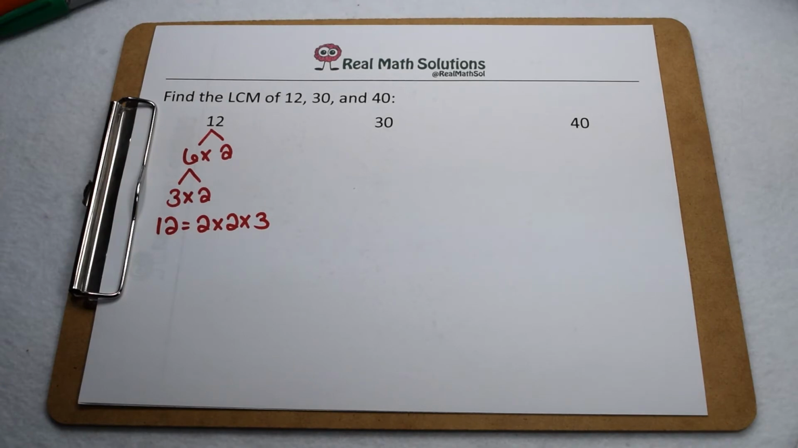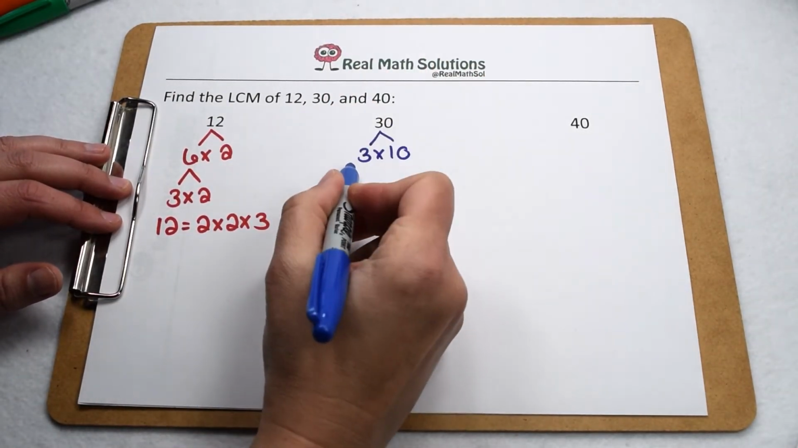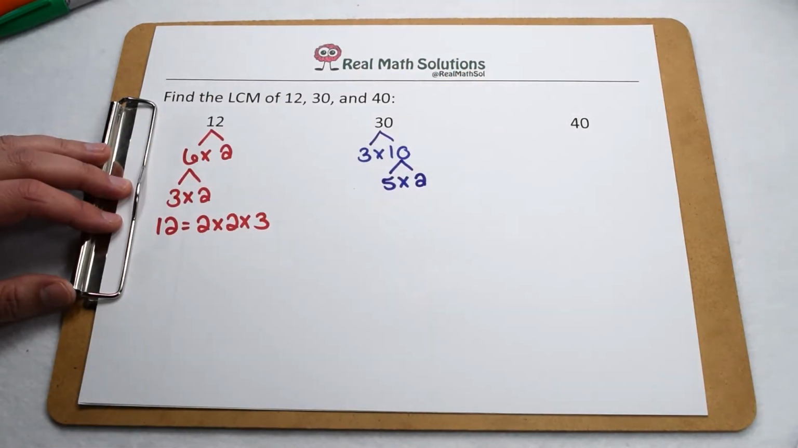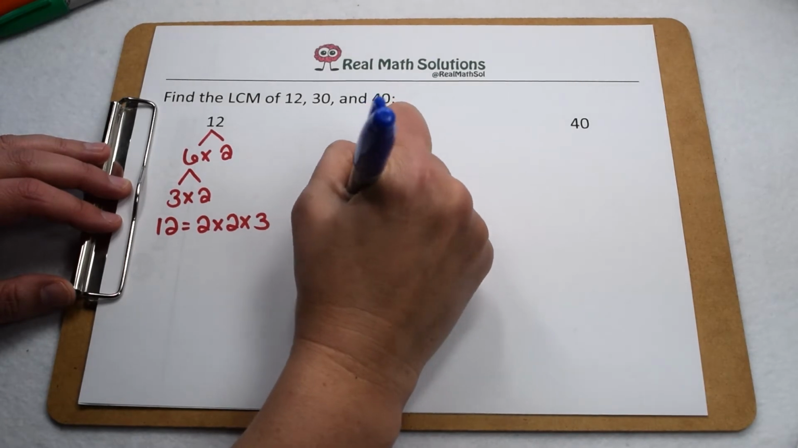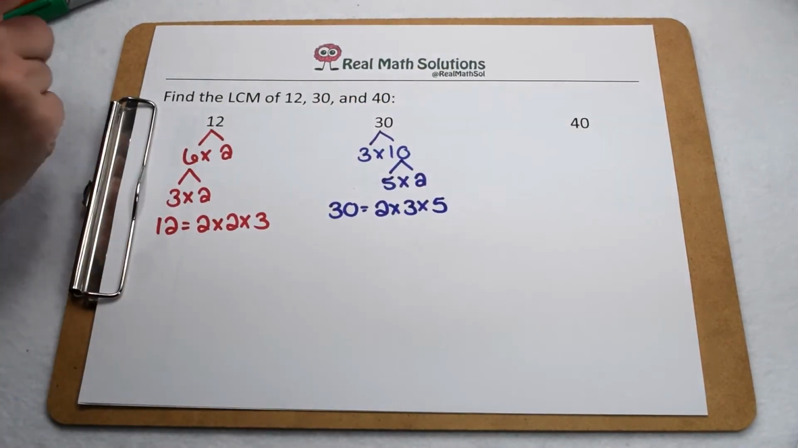For the prime factorization of 30, we're going to start with the factor pair 3 times 10. 3 is prime, 10 is not, so we're going to go ahead and break 10 down into 5 times 2. Both of those are prime, so in order, the prime factorization of 30 is 2 times 3 times 5.